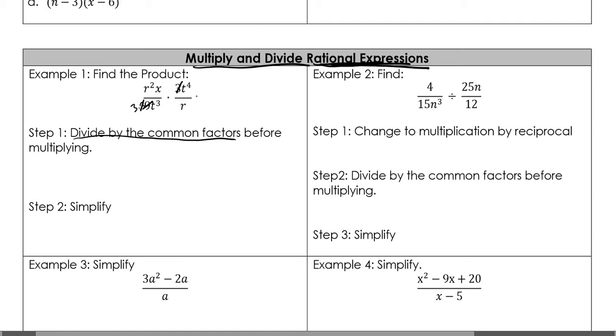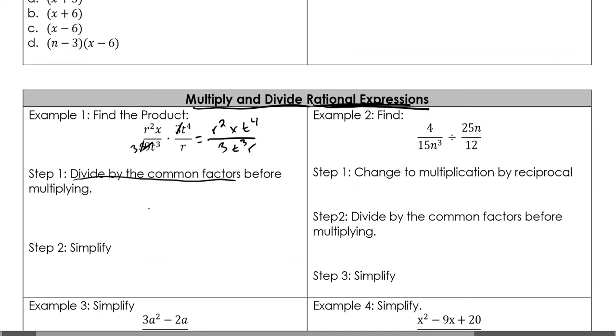So now what we have is r squared x t to the 4th over 3 t to the 3rd and an r. We just multiplied. When you multiply straight across, numerator times numerator, denominator times denominator. 3 was left out of the 9. We still had the t squared and the r. So I'm going to copy that down: r squared x t to the 4th over 3 t to the 3rd r.